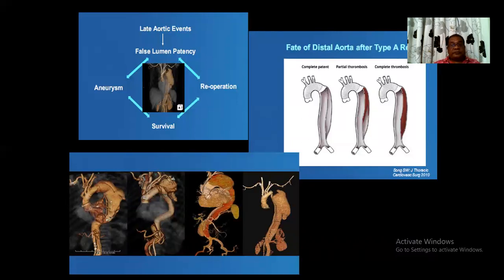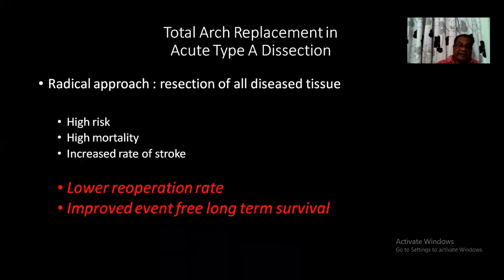So, what happens if that remains untreated? The false lumen patency of the aortic arch or the descending aorta may give rise to aneurysm formation and may need a reoperation. So the false lumen in this case of dissection may remain completely patent, may be partially thrombosed, or completely thrombosed. So that is the fate.